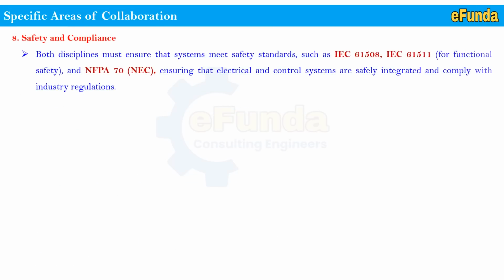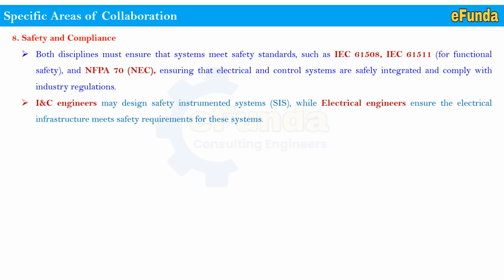Eighth, safety and compliance. Both disciplines must ensure that the safety standards are being met, such as IEC 61508 and IEC 61511, which is mainly for functional safety, and NFPA 70 NEC, which ensures that electrical and control systems are safely integrated and complied with the industry regulation for interface with the control systems for smooth operation of the plant. Whereas IC engineers may design a safety instrumented system, that is a SIS, the electrical engineer ensures the electrical infrastructure meets the safety requirement stipulated for such systems as per the project specifications.